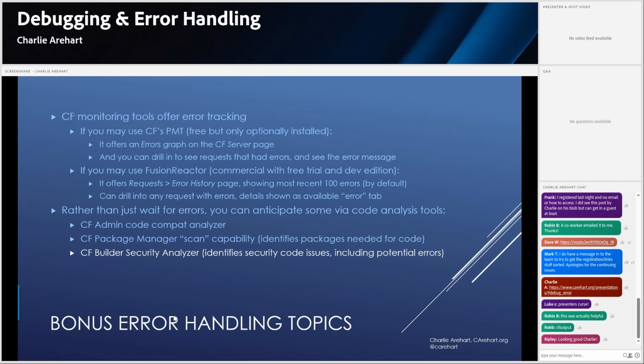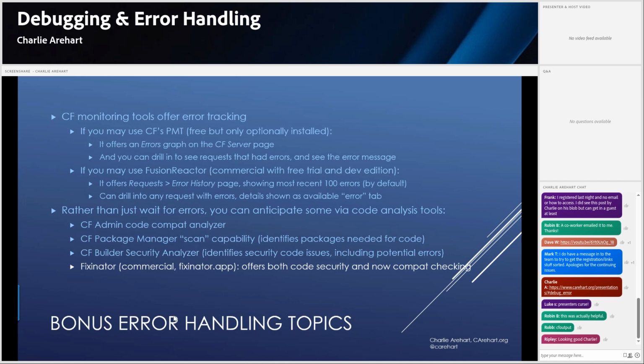I also want to say that CF Builder, both the old one and the new one from Adobe that's free, runs for VS Code, there's a security code analyzer. It will identify security code issues, and it could identify potential errors. They may not be errors you would get when you run it, but when a bad guy submits bad guy stuff, it could cause an error. Well, the security analyzer is looking at your code to identify potential security vulnerabilities, some of which could lead to an error. I'm just saying it's another way to scan your code.